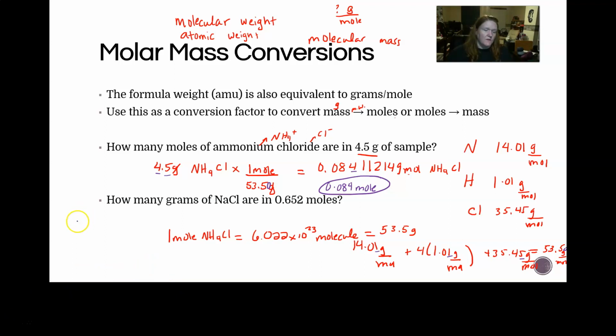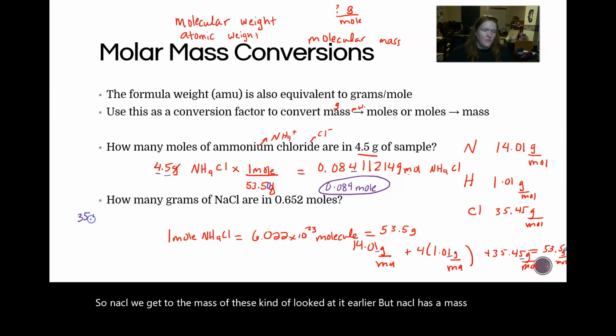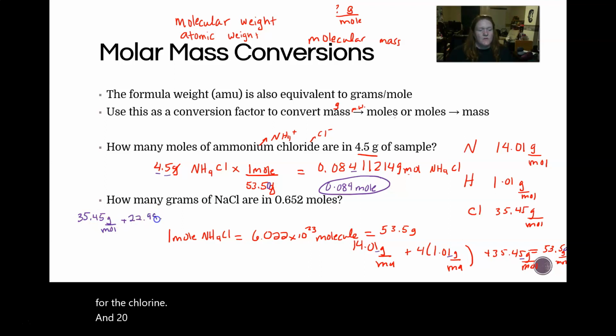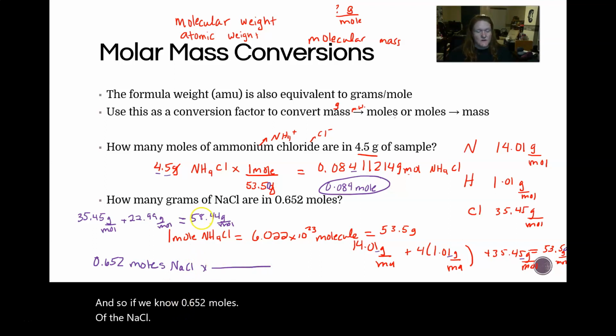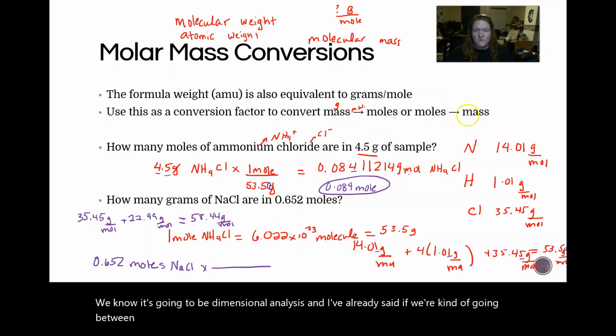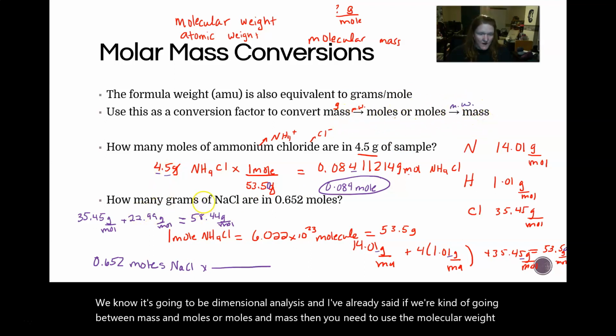So NaCl, we kind of looked at it earlier, but NaCl has a mass of 35.45 for the chlorine and 22.99 for the sodium. So you get 58.44 grams per mole. So there's our molecular weight. And so if we know 0.652 moles of the NaCl, we know it's going to be dimensional analysis. And I've already said if we're going between mass and moles or moles and mass, then you need to use the molecular weight. So that's why I calculated that right off.